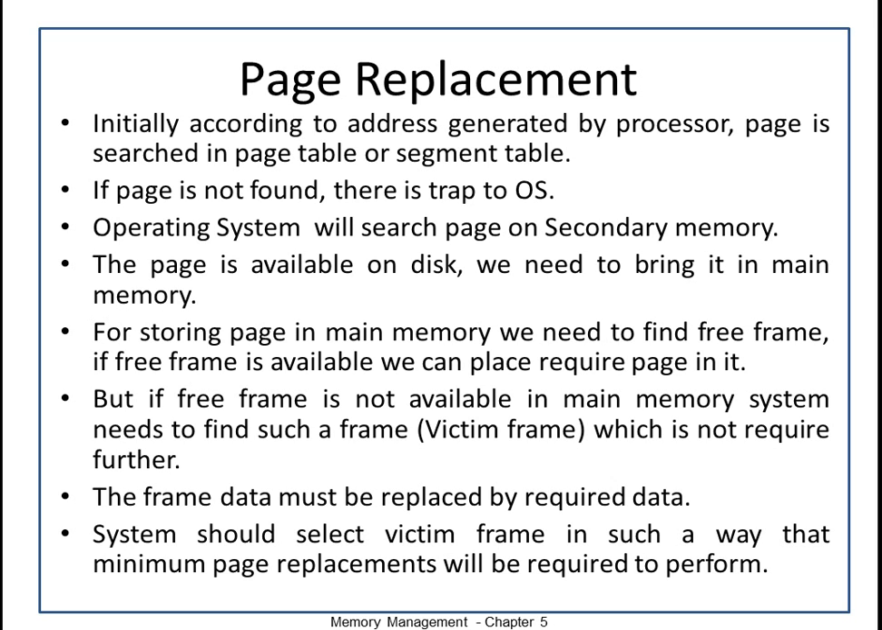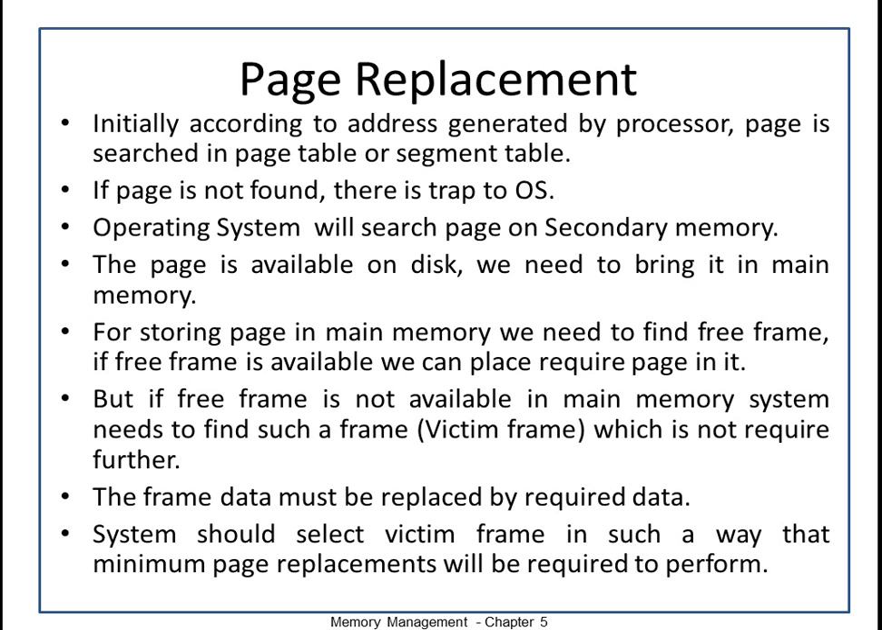Now, what is page replacement? Initially, according to the address generated by the processor, the page is searched in either the page table or the segment table. And if the page is found, according to that, the pointer will be set to the main memory. And if the page is not found, there is a trap to the operating system. The operating system will search for the page in the secondary memory. The page is available on the disk.